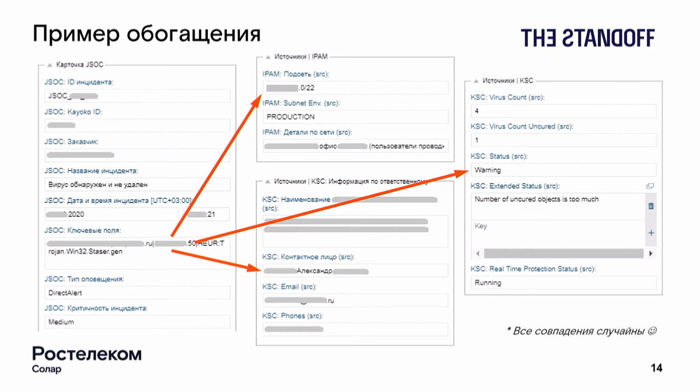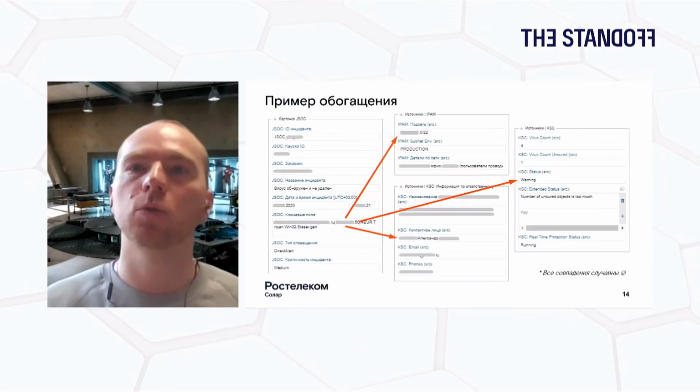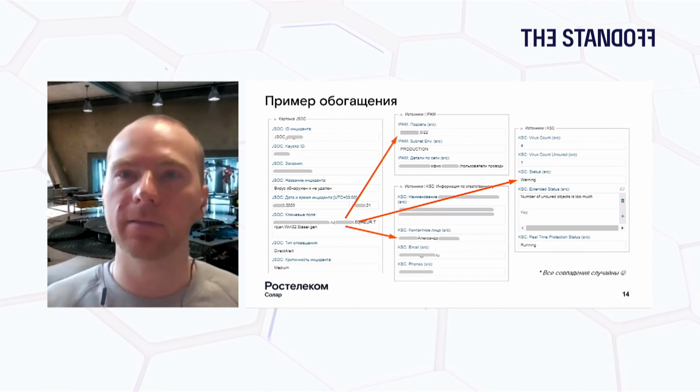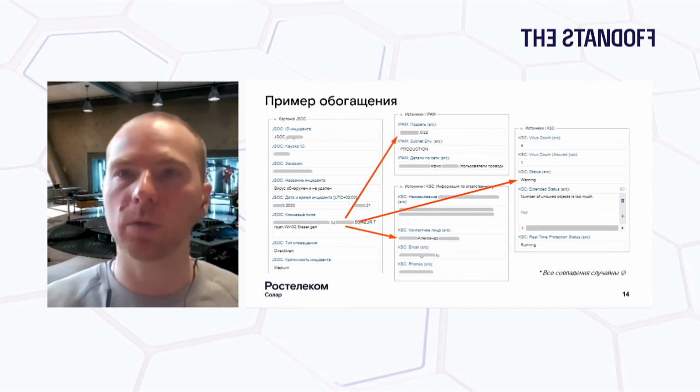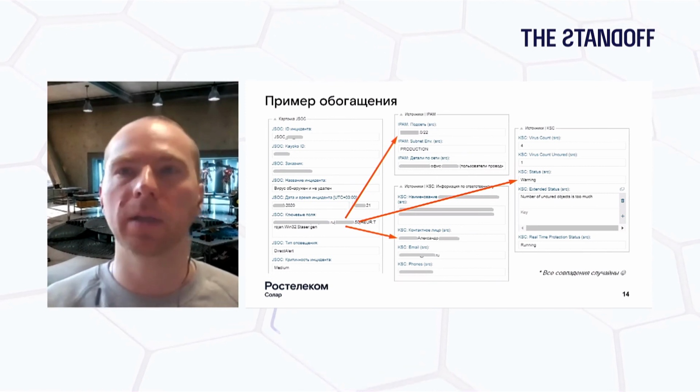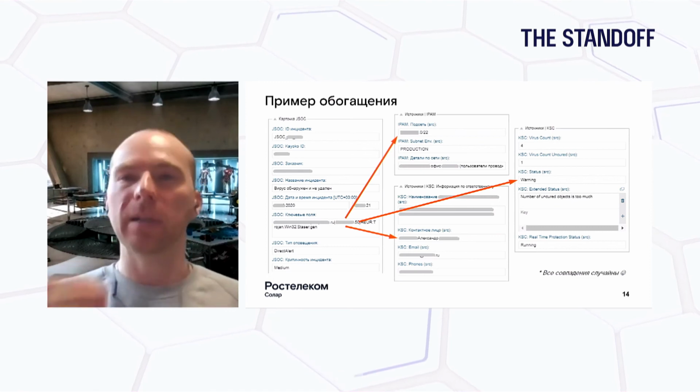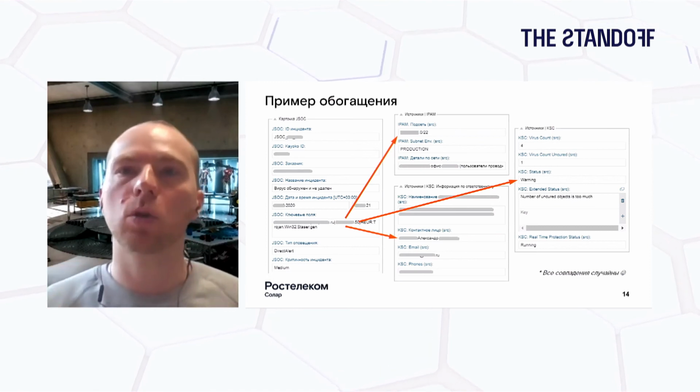Then, thanks to the pre-configured integration, we connect to IPAM in order to identify which subnet it is, and it's a production subnetwork. Also, we query KSC in order to get information about the particular owner of this subnetwork, and we can get in touch with him.